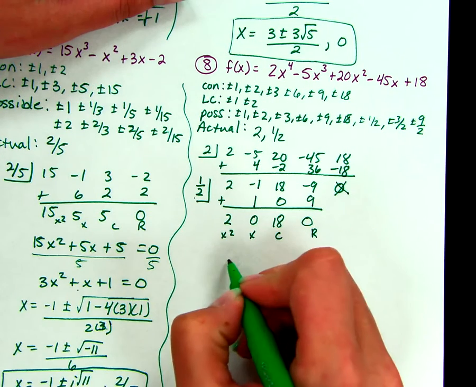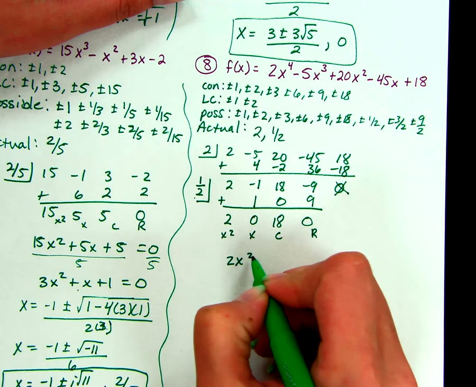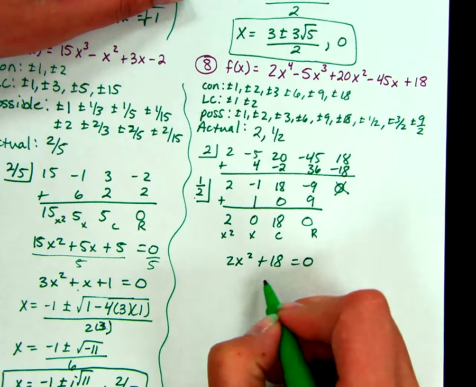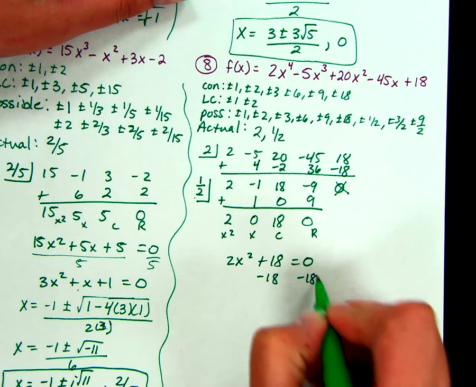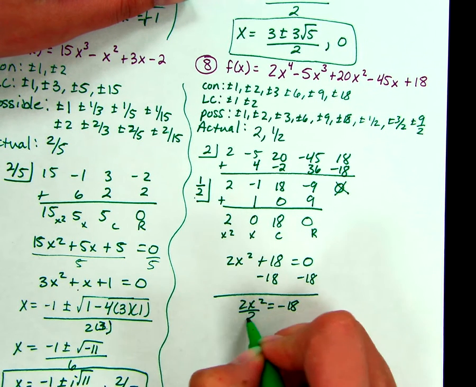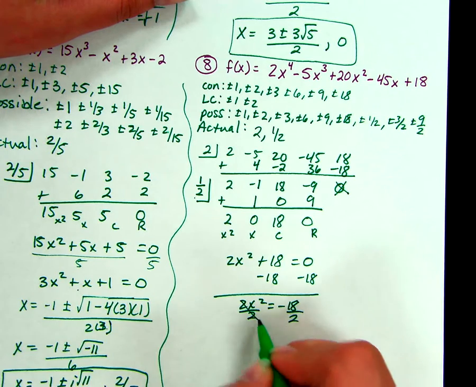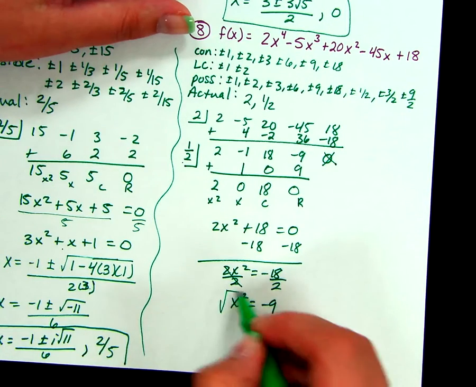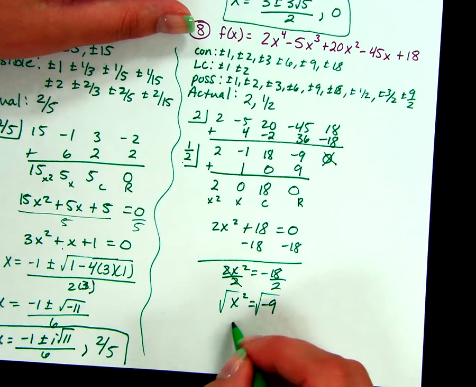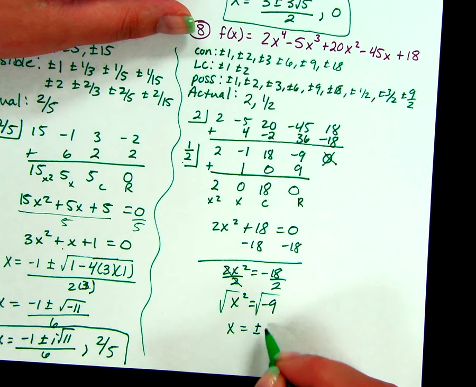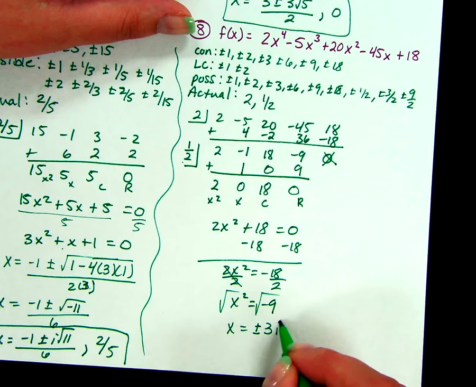So now we need to solve 2x squared plus 18 equals 0. So for this one, we can just subtract the 18. So that'll be 2x squared equals -18. Divide by 2. So x squared equals -9. And then we can take the square root of each side. So x equals, the square root of 9 is 3, so we'll have plus and minus 3. And then because it's negative, we need that i.